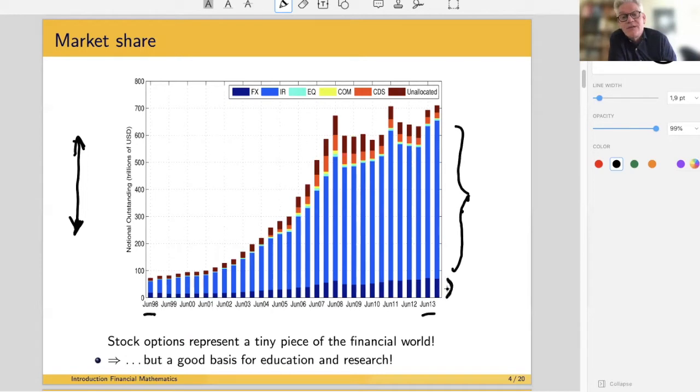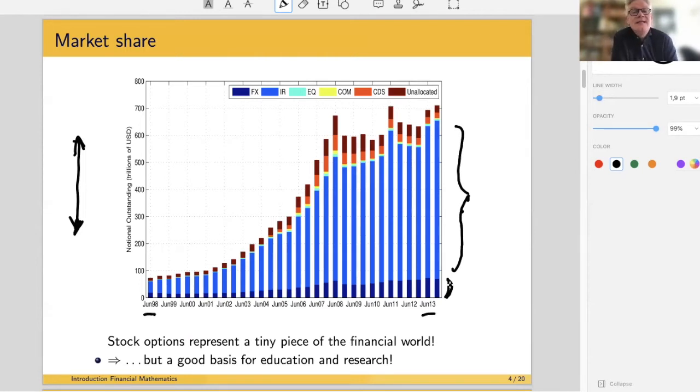It's also substantial. And then we see that actually the equity market, EQ, the market where stocks are being traded, is actually a tiny piece of the financial world. That color there is extremely small. Commodity market is also not that big, the yellow part.